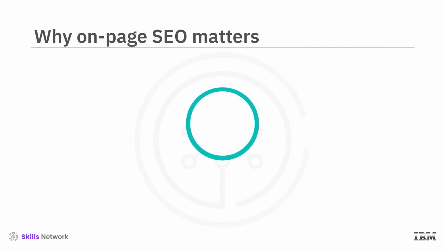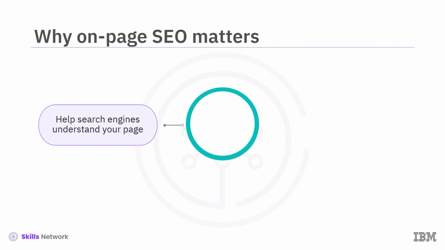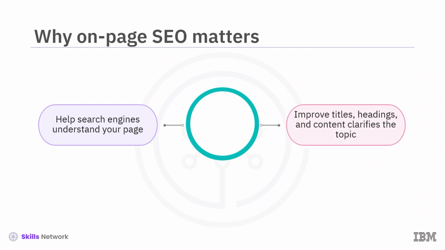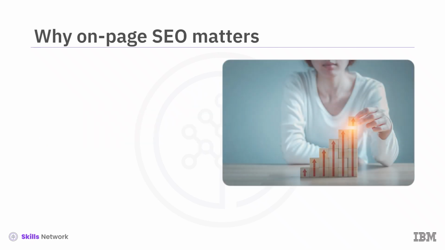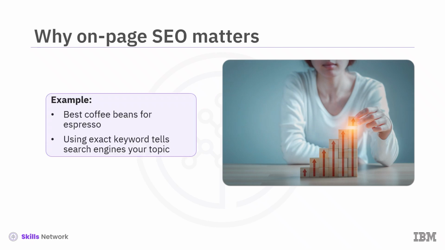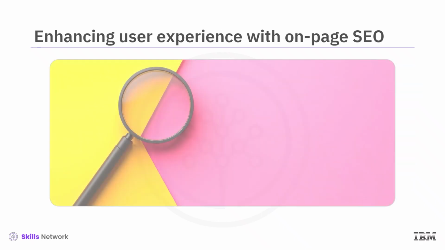So why does on-page SEO matter? It helps search engines understand what your page is about. You give clear clues about your topic when you improve things such as title, headings, and content. For example, if your page is about best coffee beans for espresso, using those exact words and similar ones tells search engines exactly what you're talking about.